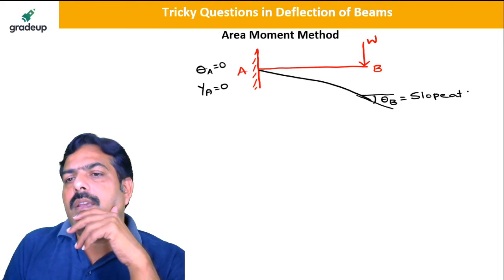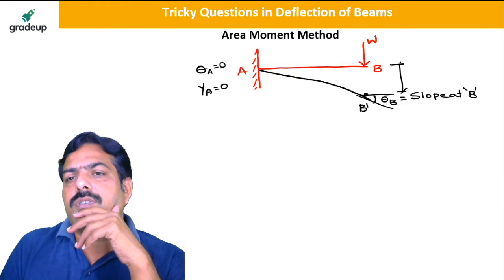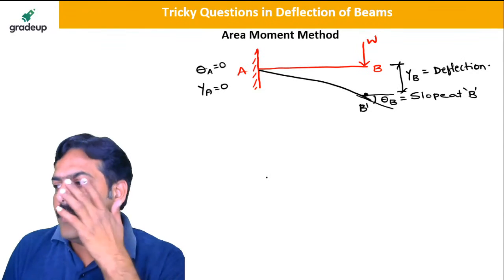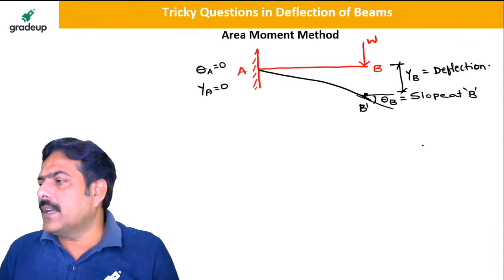Slope at B, and you see that this point is called B dash. So the distance between B and B dash is called YB, which is the deflection. Is it okay now? So these are the two things we are interested in here, my dear friends.